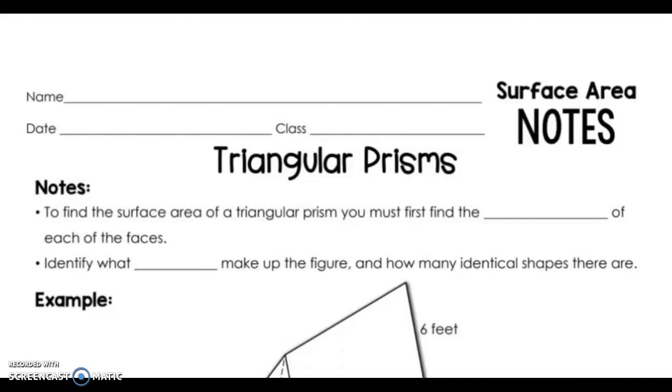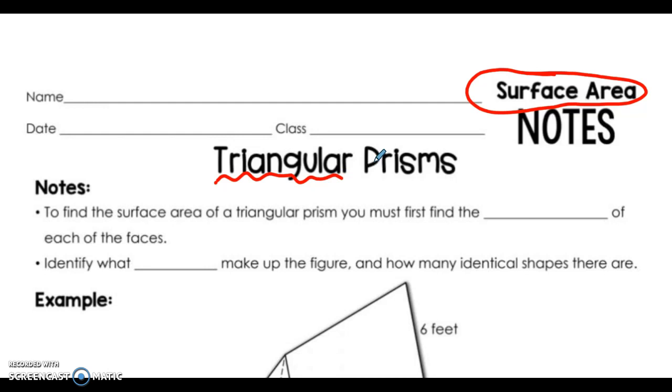So, as a follow-up to our earlier conversation about finding the surface area of rectangular prisms, we're going to look at a couple other types of prisms because rectangular ones are not the only ones that exist. As you see at the top, we're still talking surface area, but these notes specifically are going to be about triangular prisms, and they're exactly what they sound like.